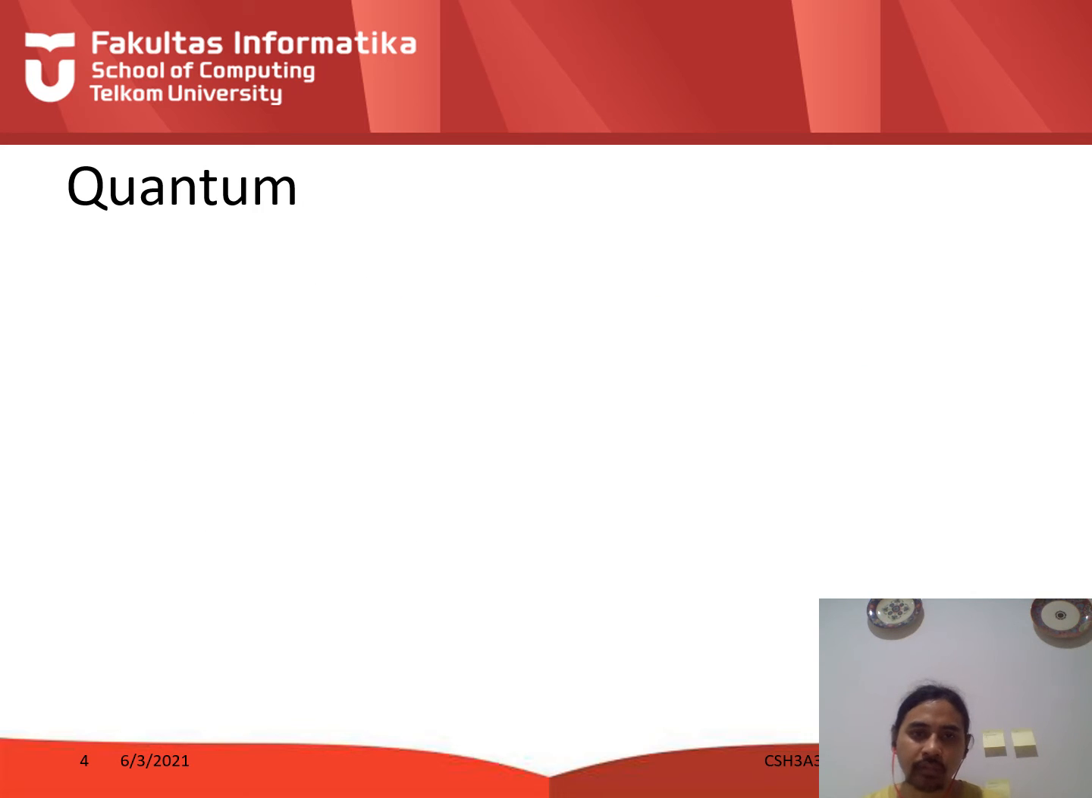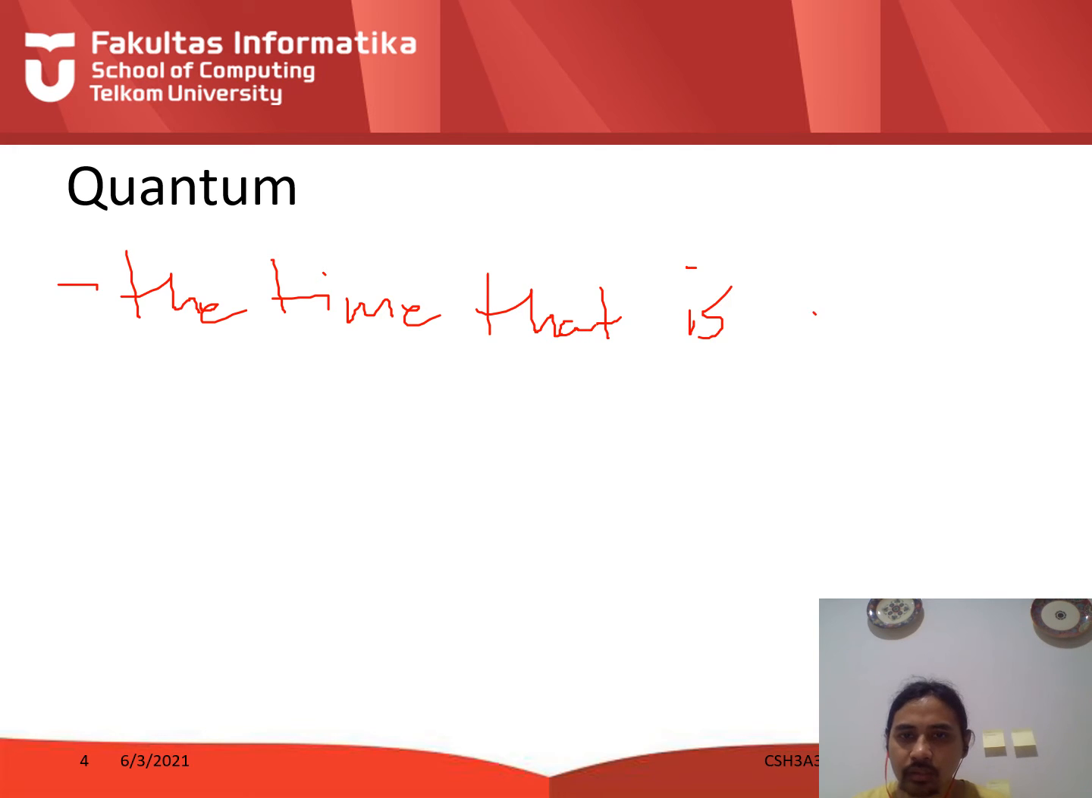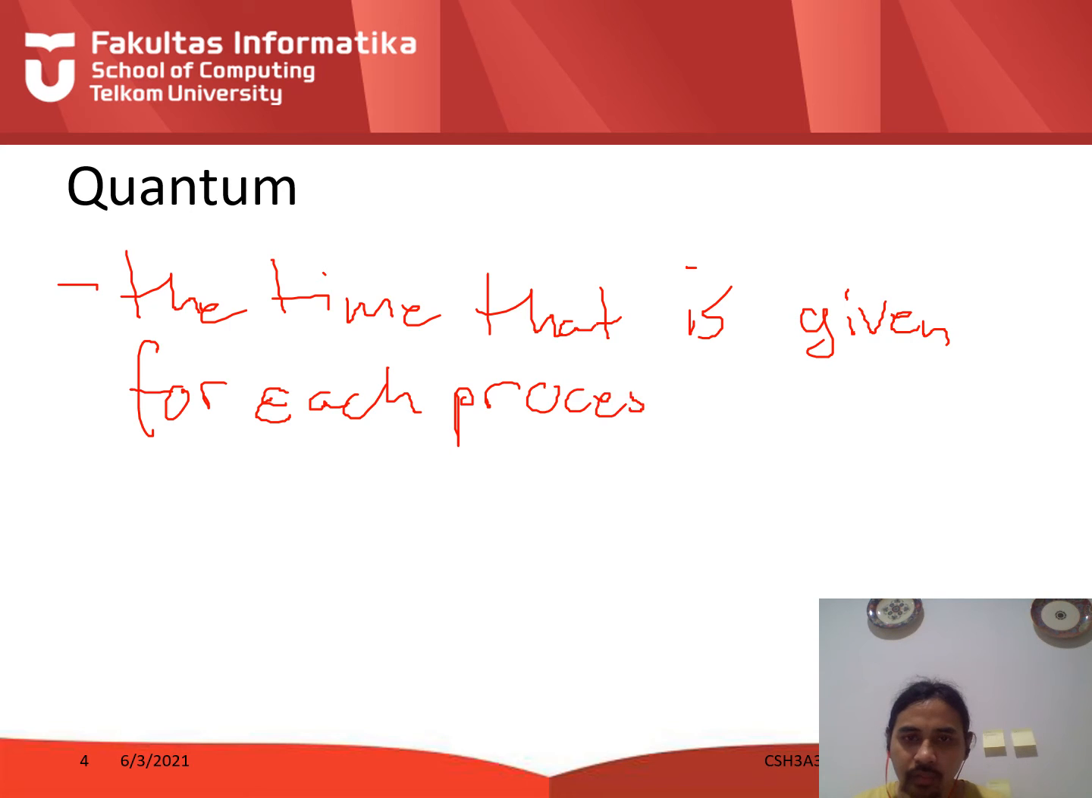And we have something called quantum, and quantum in round robin means the time that is given for each process. For example, if the quantum is 1, it means that each process is given 1 second to run, and then it is preempted for the next process. And quantum is labeled as Q.